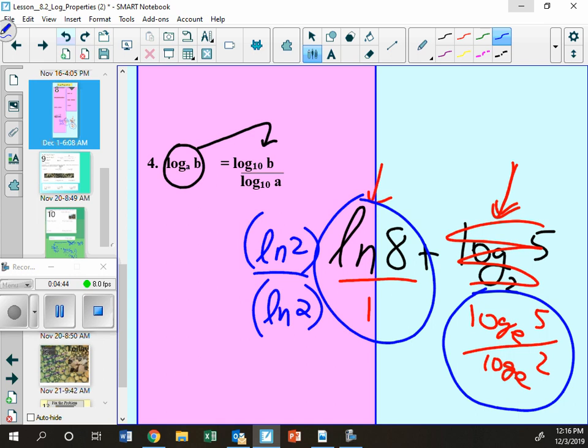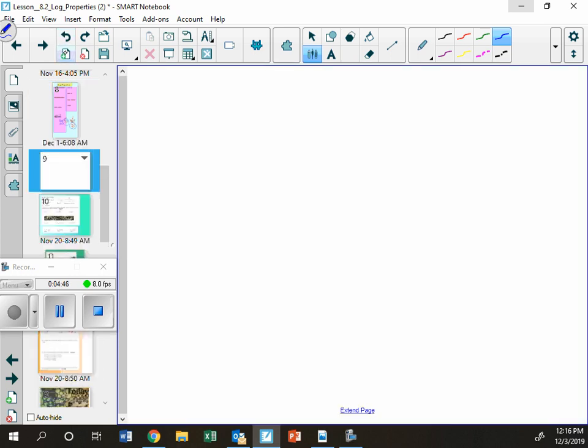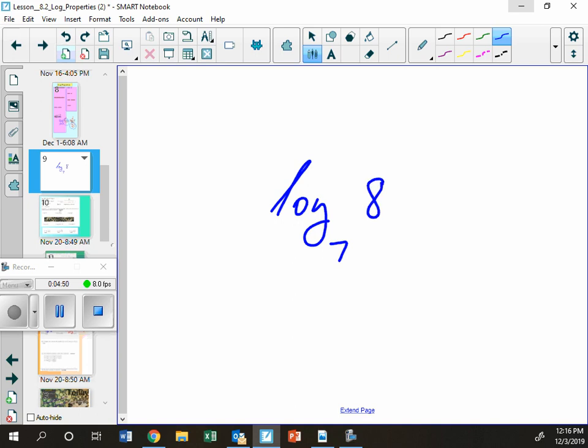All right. One last one. What's that if it was in base 12?